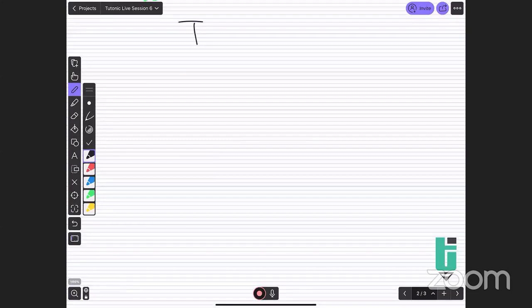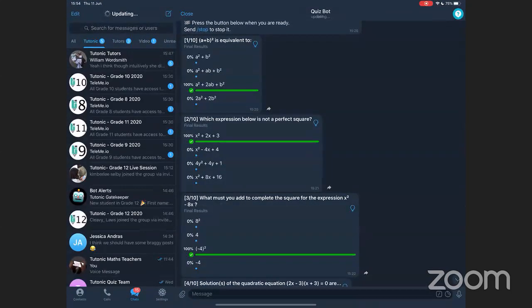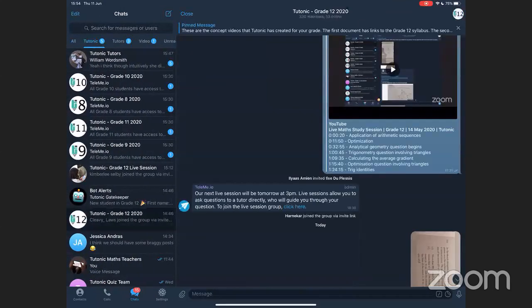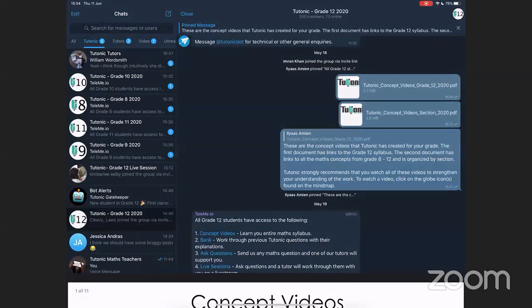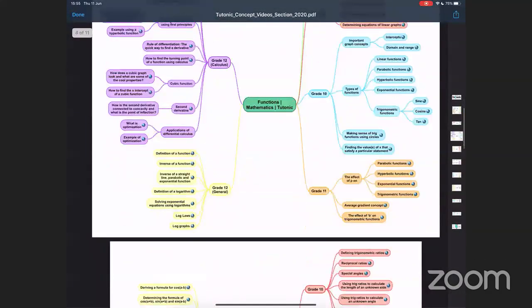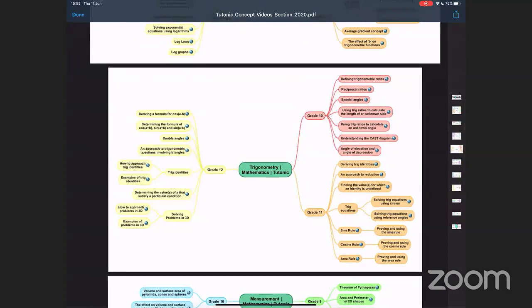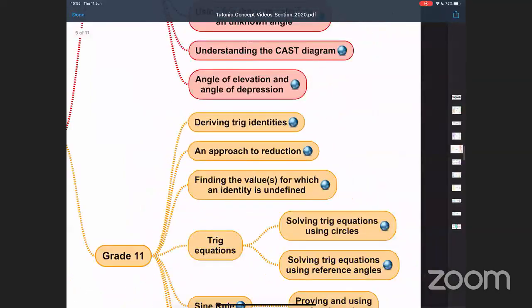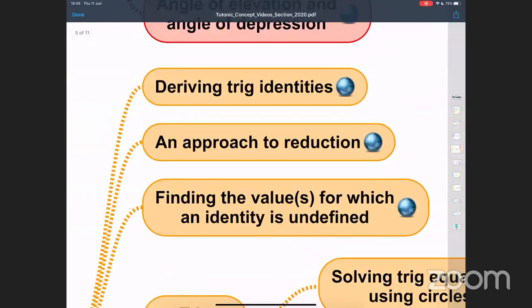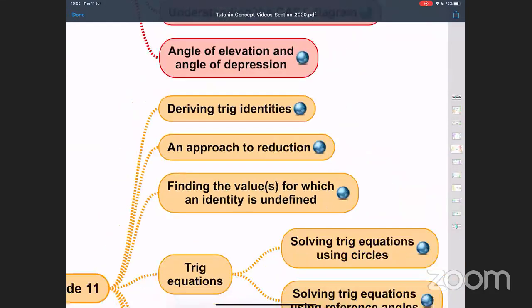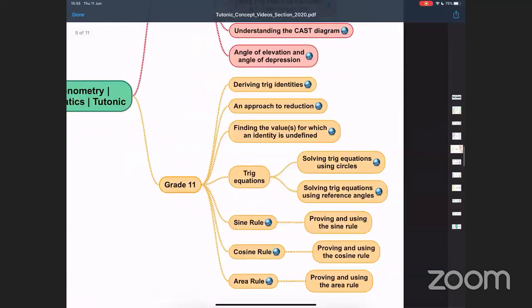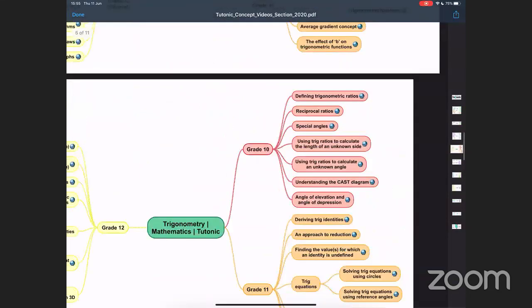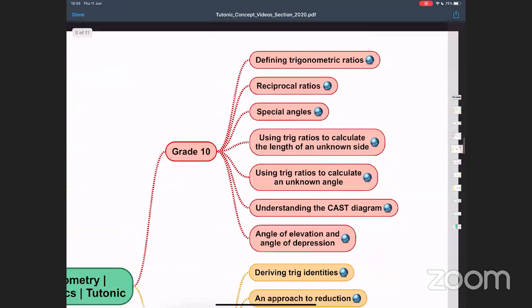There's a nice concept video on trig reduction that I think will be quite helpful if you want to go back on the grade 12. If you go to trigonometry, do you see here the approach to reduction? That's a nice concept video which explains why tan of 180 minus theta is minus tan. In fact, if you're doing trigonometry, start with this and then build your way up.